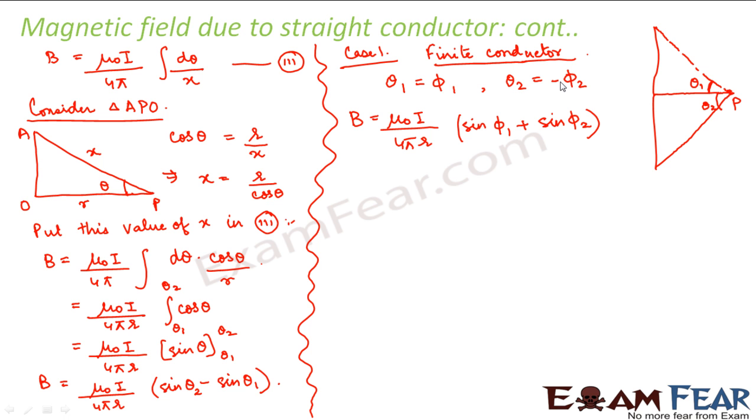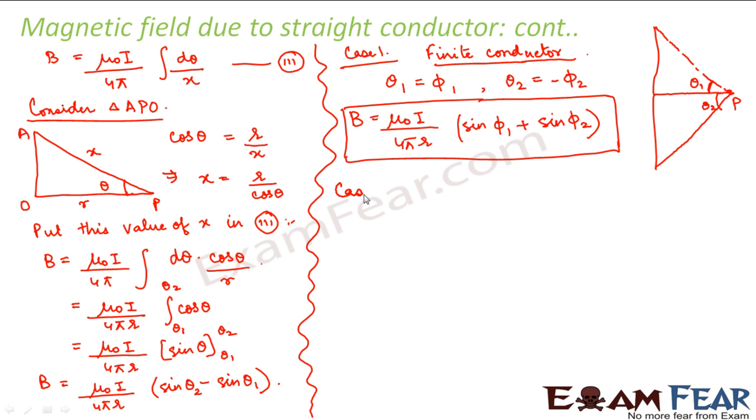Because theta 2 will always have this negative sign, because we will always measure theta 2 with respect to this axis. So one theta will be above and the other theta will be below. So it is better that we incorporate the negative sign here. So this becomes your magnetic field at any point for a finite straight current carrying conductor.